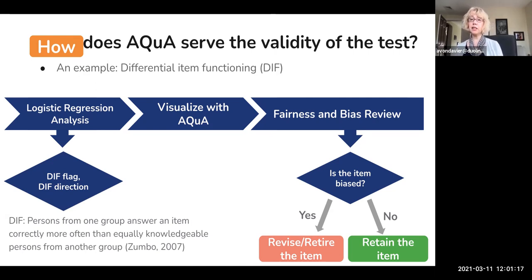In most cases, we have not identified items with significant DIF, so we have not been in the situation of retiring items or removing them from scoring, but we want to have that possibility in our processes.